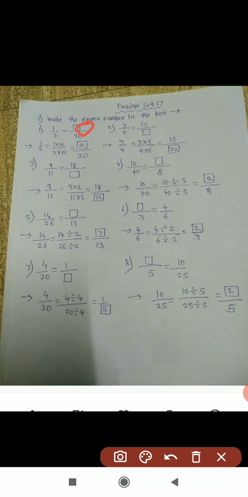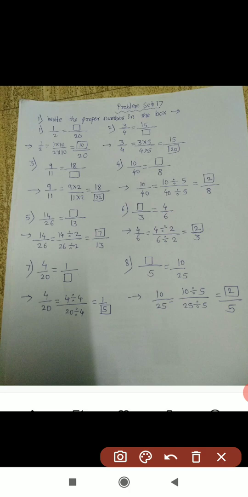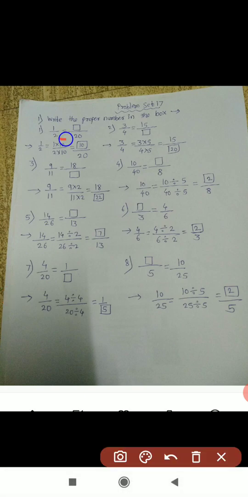You have to find out what is in the box. If you observe, 1 upon 2 is there, and what is the connection here? 2 and 20. If you multiply 2 by 10, then you will get 20. So what do you have to do? First, 1 into 10, so the box answer is what? 10. 1 tens are 10. Whatever you multiply in the numerator, you have to multiply in the denominator, then only you will get that fraction number.